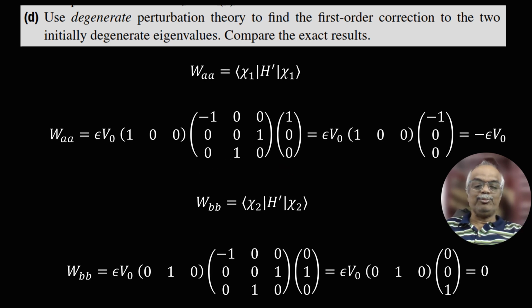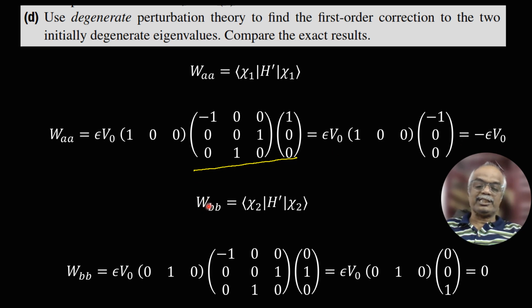So as usual you multiply this matrix and this one. What will you get? This is the perturbed Hamiltonian matrix multiplied by this column matrix. First row, you will get minus 1. Second row, this column 0. Third row, this column 0. What about this column matrix 1 0 0? So epsilon v naught times 1 0 0. If you multiply this and this, you will get minus epsilon v naught.